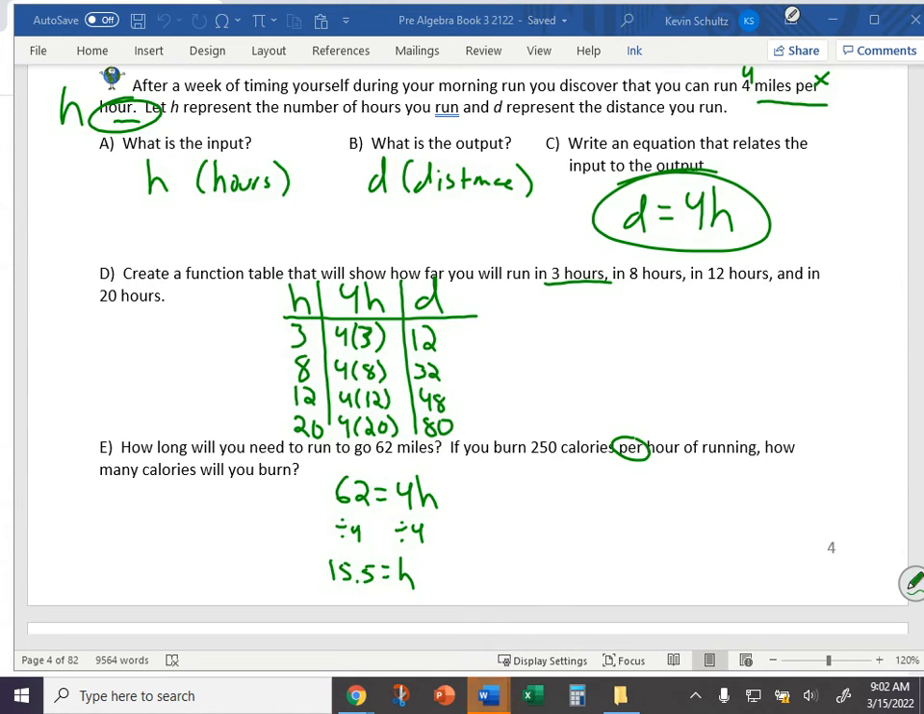If we're running for 15 and a half hours, 250 times 15.5, what'd you say? 3,000 what? 3,875 calories. Right? Questions on this?